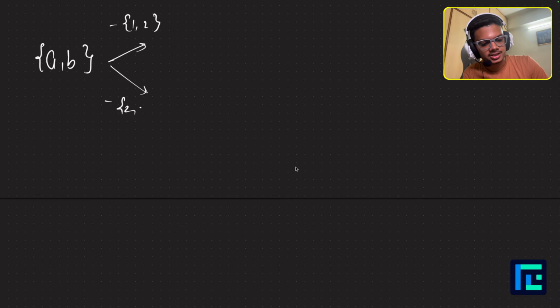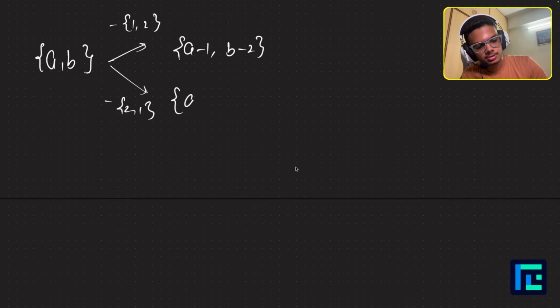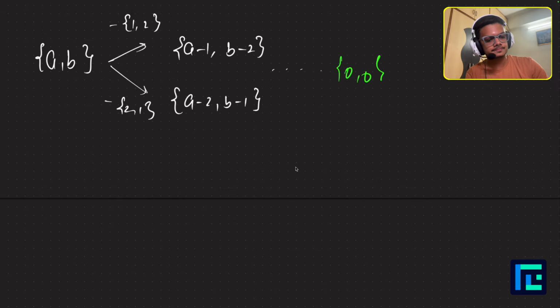Now, what we want is, you have two coin piles. First will have A number of coins and second will have B number of coins. Now what you want to do is you have two options: either subtract 1, 2 from it or subtract 2, 1 from it. In the sense, either remove one coin from the first pile and two coins from the second pile, or remove 2 coins from the first pile and 1 coin from the second pile, right? So eventually, can you reach 0, 0 is the question.